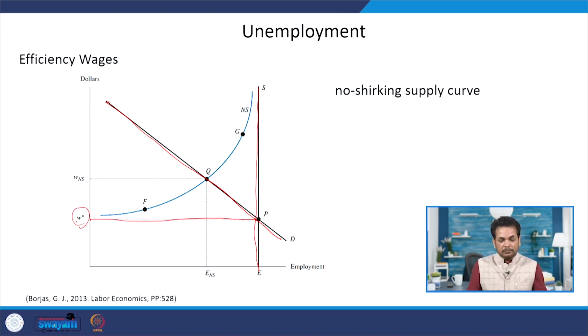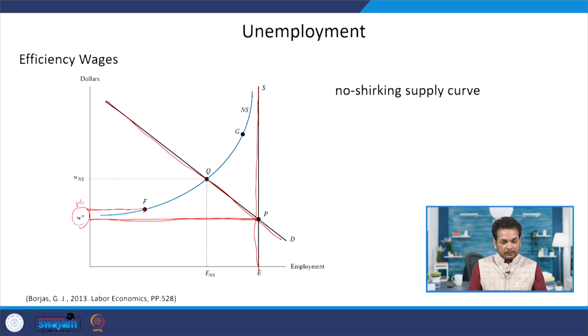Now it is costly to monitor this shirking of the workers. So the firm decides to pay a higher wage rate than this W star wage rate to the workers, so that they will not shirk while they are in the job. Now if the firm is going to pay a wage rate W1 which is above this wage rate W star at point F.